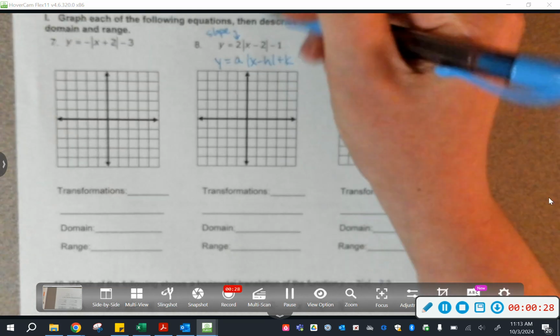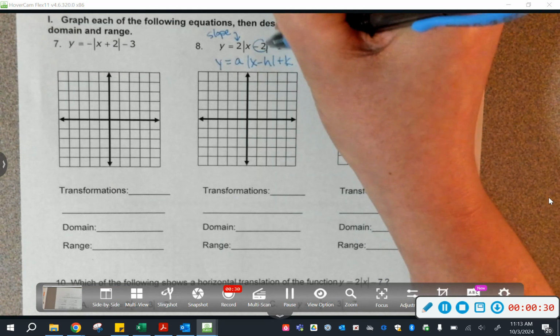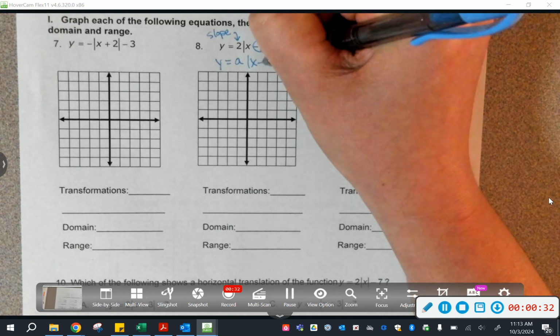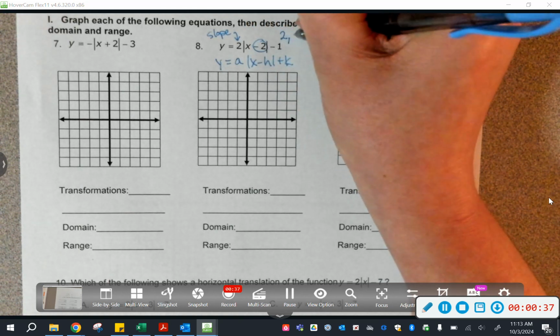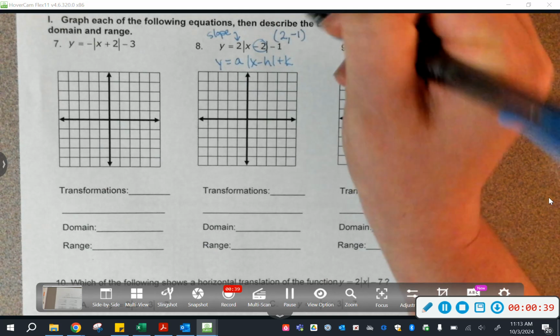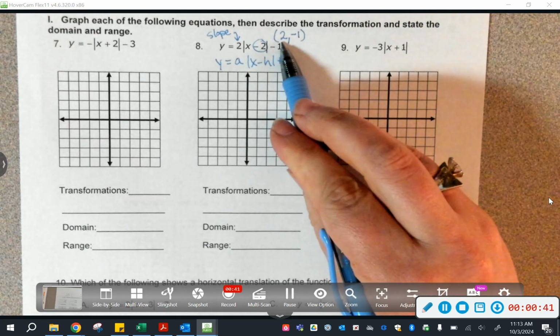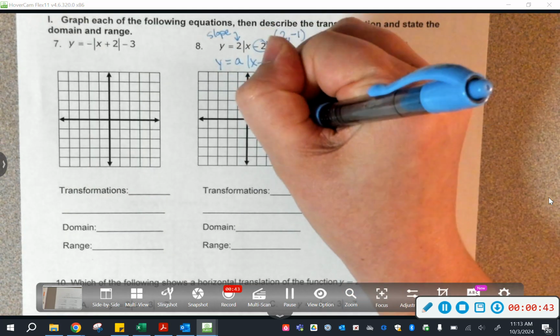Our vertex is (h, k). We're going to take the h and change the sign because of the minus sign in the formula. Instead of a negative 2 here, we have a positive 2. Okay, we take k just as it is, negative 1. So (2, negative 1) is our vertex. Let's go there.